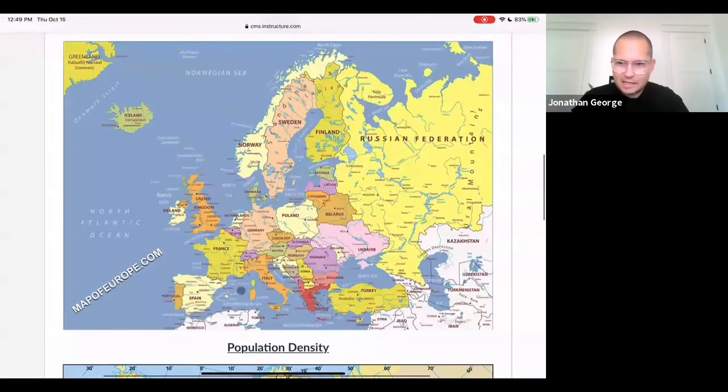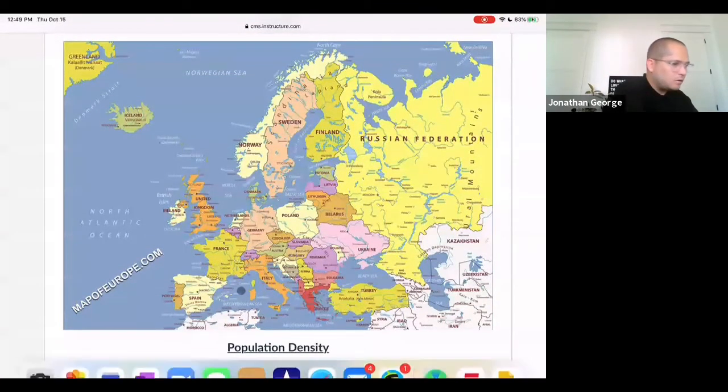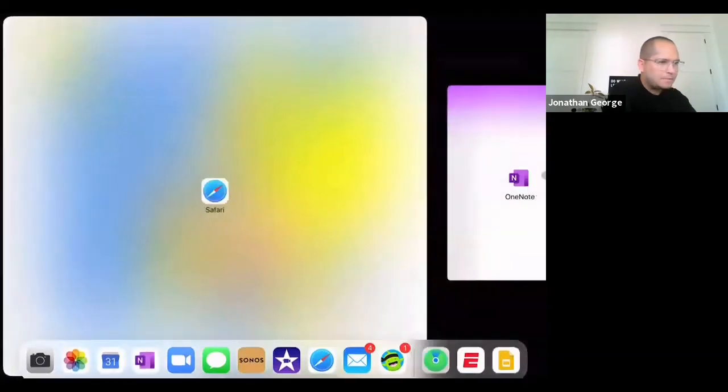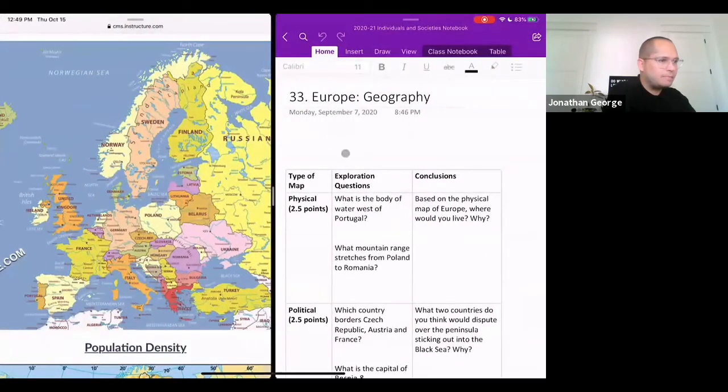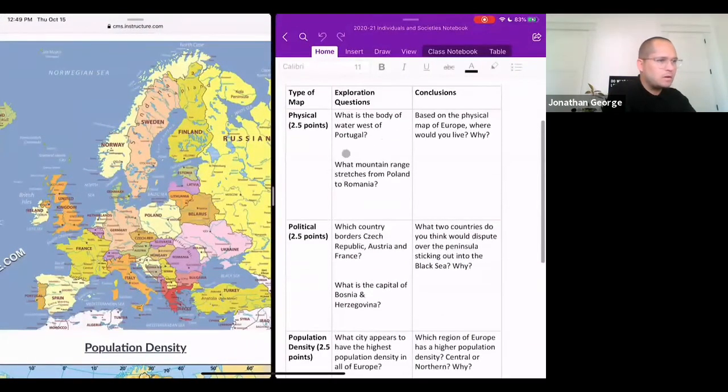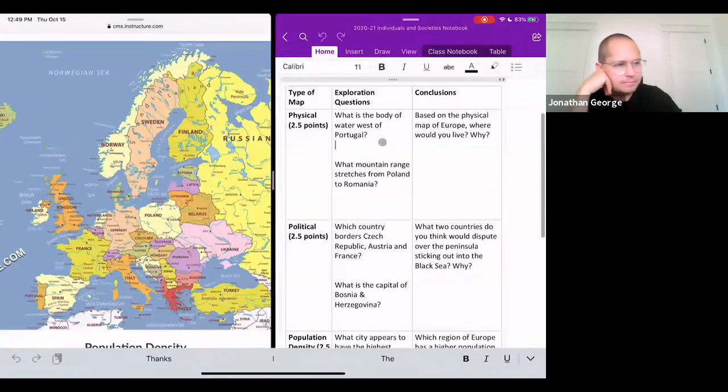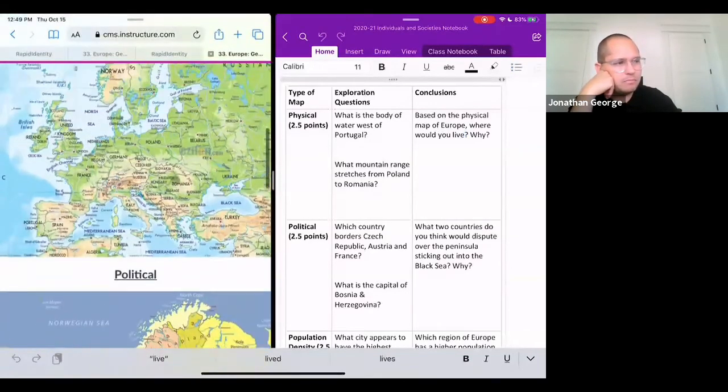If you look at the political map, right, here we go. Well, let me just go through some of these questions. These are straightforward. I'm gonna make you answer those on your own. Drawing a conclusion, here's what I would want. Based on the physical map, where would you live in Europe?